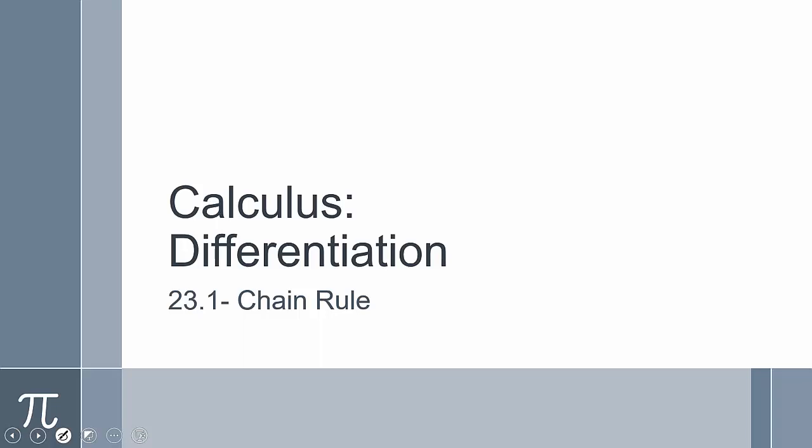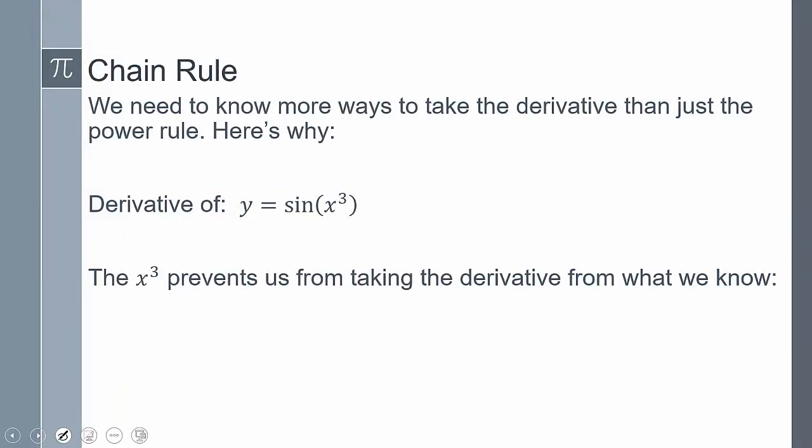This is going to be 23-1. We're going to take a look at the chain rule, and we're still in differentiation. Now the chain rule is just another way for us to be able to take the derivative. The power rule is very limiting.